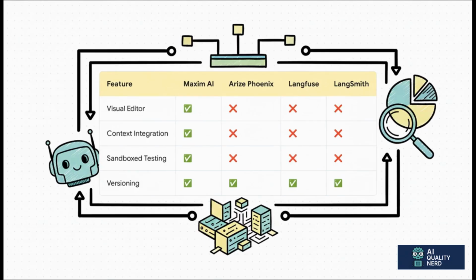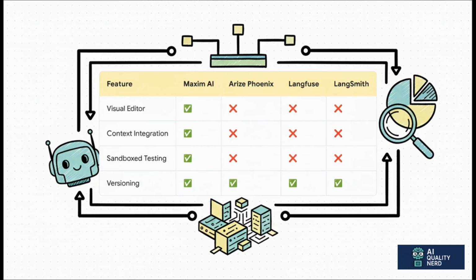And when it comes to prompt management, look, everyone's got versioning covered. That's table stakes. But what if you're building these really complex prompt chains that use external tools? That's where something like Maxim AI's visual editor and sandbox testing comes in. It's awesome for teams that need a more visual integrated workflow.